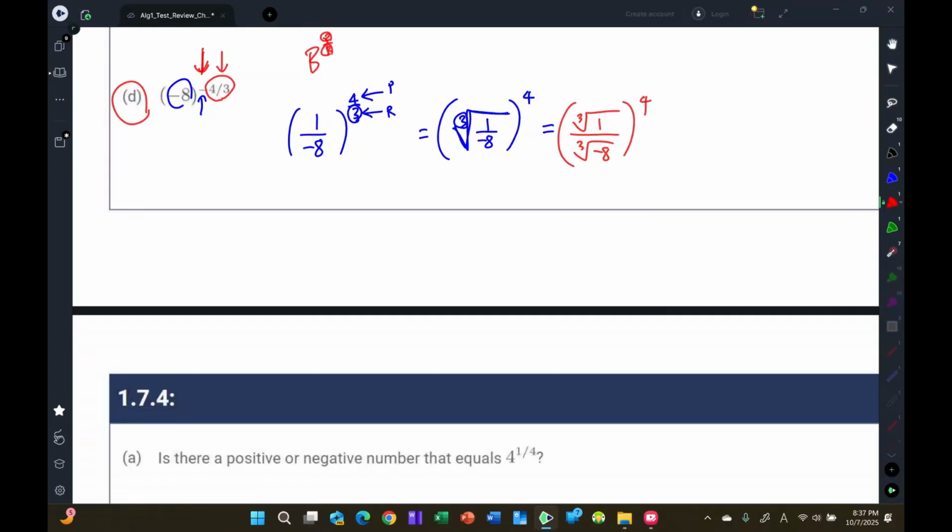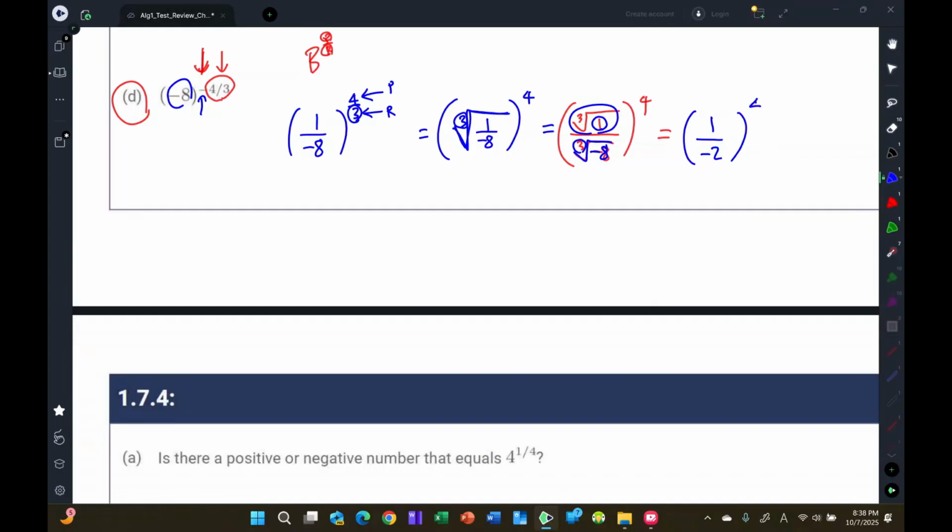Because roots are flexible with multiplication and division, right? So I can rewrite this as, well, what is this? Cube root of 1. The same thing as 1, isn't it? Cube root of 1 is 1 because 3 identical numbers that multiply to be 1 is just 1, isn't it? Now, what is cube root of negative 8? What are 3 identical numbers that multiply to be negative 8? It's negative 2, right? Negative 2 times negative 2 times negative 2 is negative 8. So negative 2 is in the denominator.